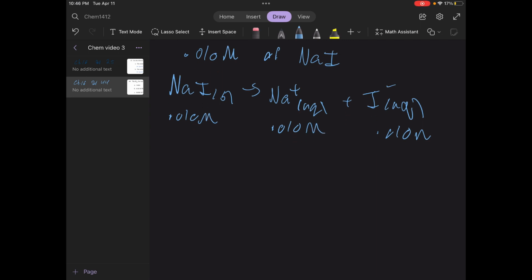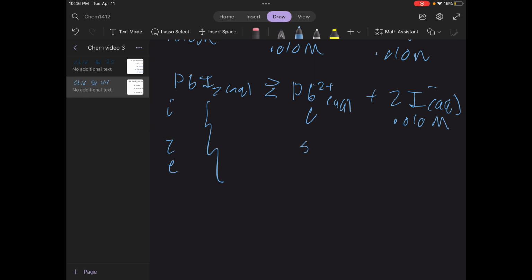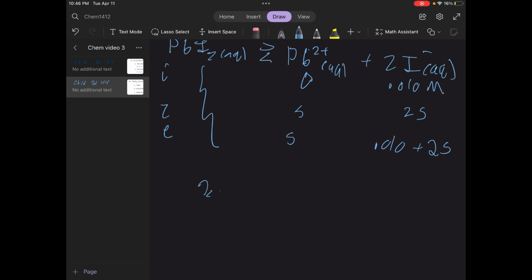So again, we're going to also do our ICE chart once again. So we're going to get PbI2 aqueous goes to Pb2+ aqueous plus 2 I minus aqueous. So we're going to do an ICE chart once again. So this doesn't really matter. This one's going to be 0.010 M, S, 2S. And we're going to add them up. So S, and 0.010 plus 2S. We plug it in for our Ksp.